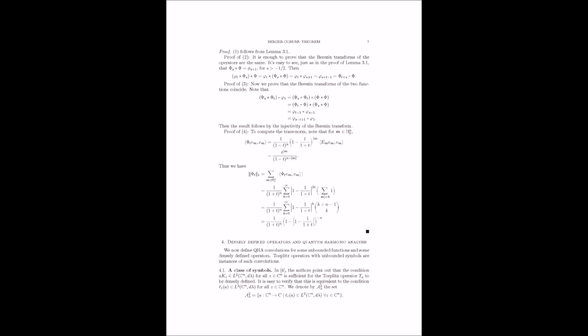Now let's move on to the second part of the theorem. If T_φ is bounded for some t, then φ is bounded. Here the key is to consider the convolution of the heat kernel operator with the Toeplitz operator. I'm seeing where this is going. Since t is positive, we have the heat kernel operator in trace class, which means the convolution is well defined.